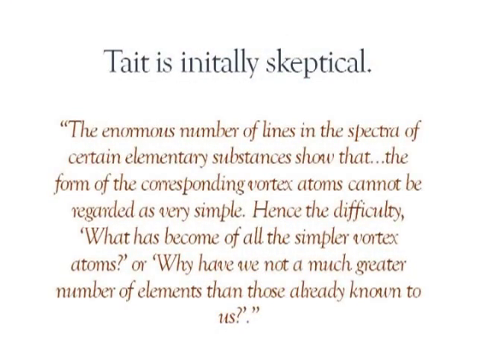Tait is actually a bit sceptical when he first hears a theory. The reason he showed Kelvin this experiment was because of applications to electromagnetism. He wasn't expecting vortex theory to be applied to atomic theory. And one of his scepticisms is that, well, if you look at the emission spectra of atoms, most atoms have a large number of lines in them. And so he says, well, the corresponding form of the vortex atoms cannot be regarded as very simple. What has become of all the simpler atoms? Why do we not have a greater number of elements than those already known to us?